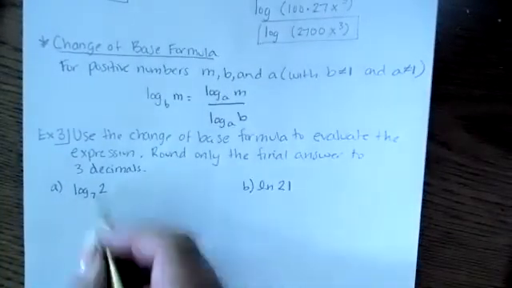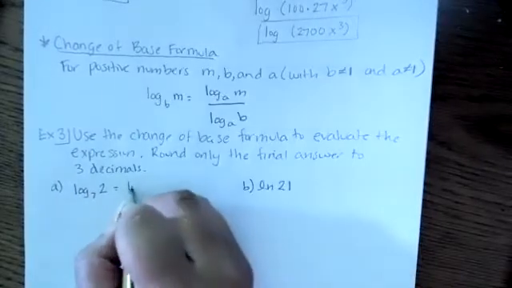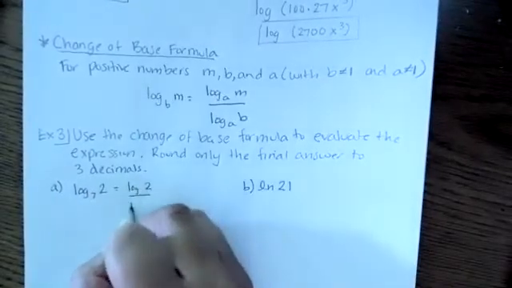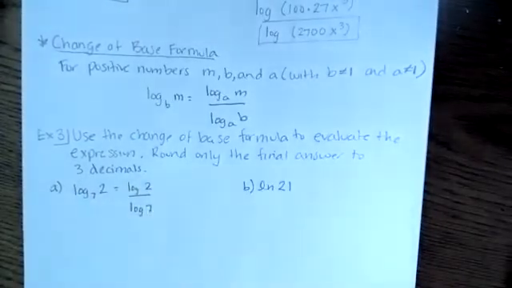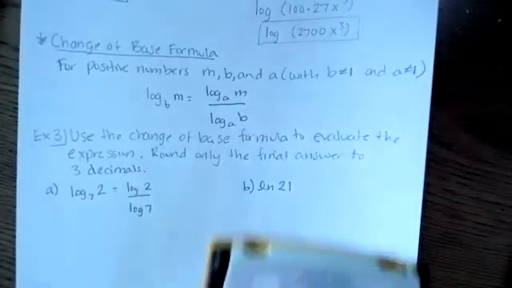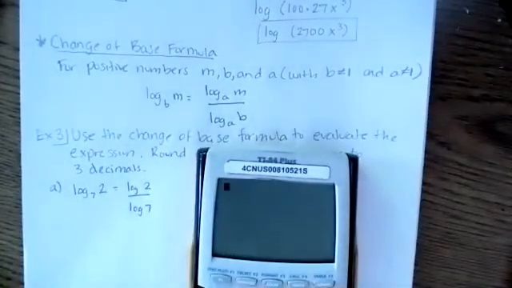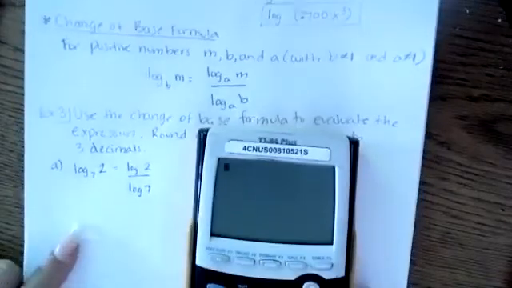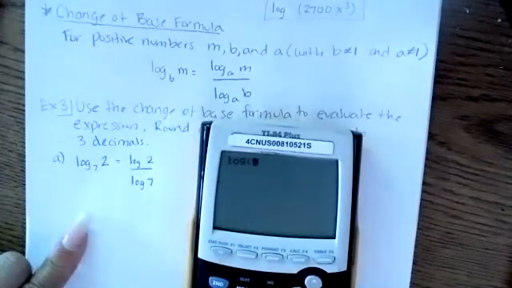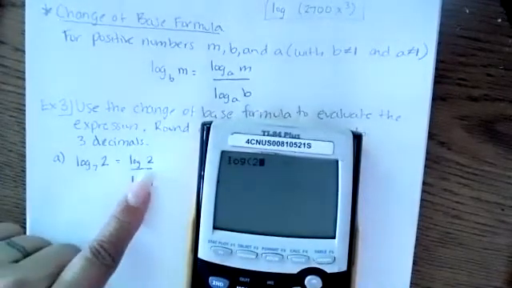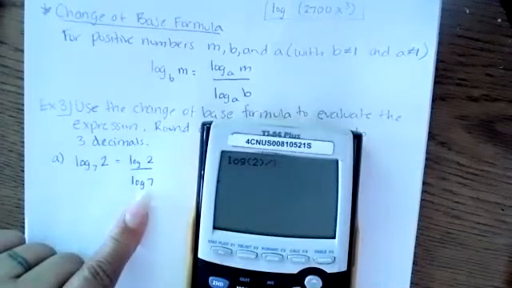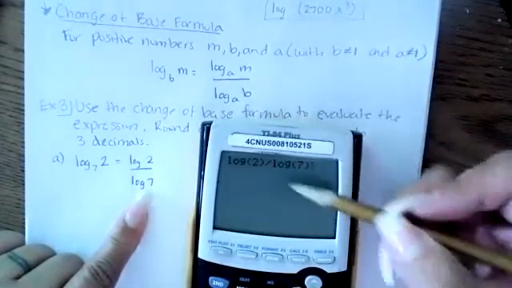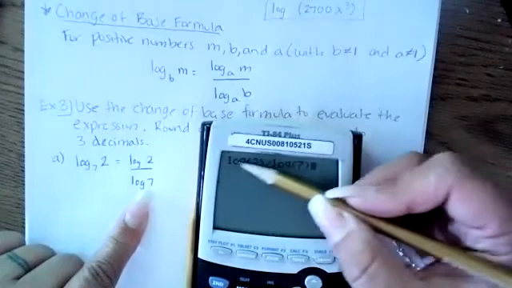So here, what I'm going to do is put log 2 on the top, log 7 on the bottom. Now that's automatically base 10 because I'm not writing it down. So now when I go to my calculator, I'm going to type in log 2 on the top. I'm going to close my parenthesis. Then I'm going to hit divide, log 7. The reason why I'm closing my parentheses is to tell the calculator that that's the end of that logarithm.